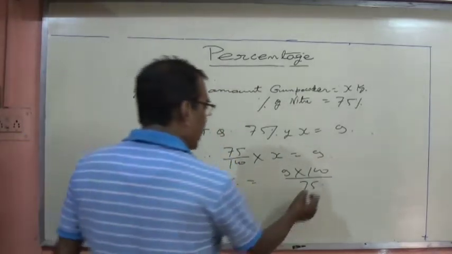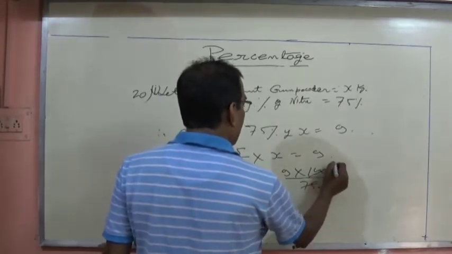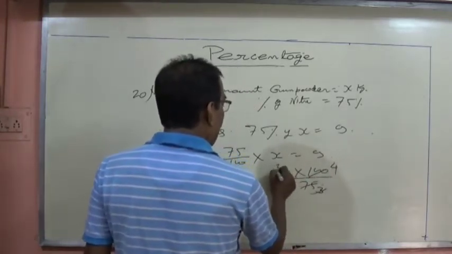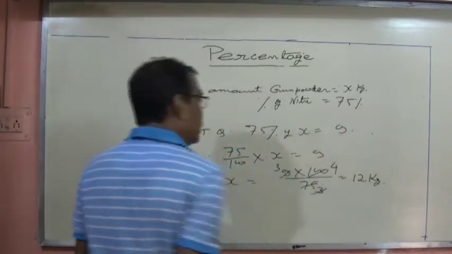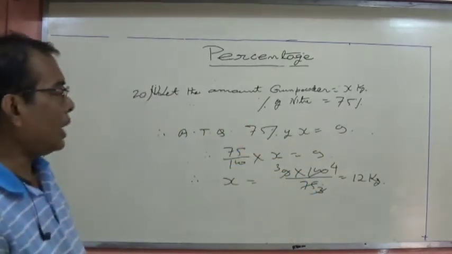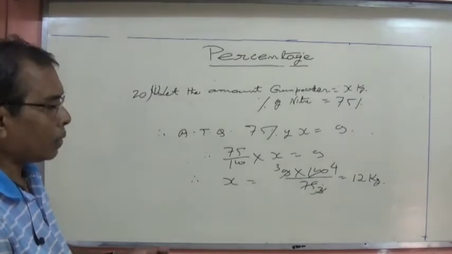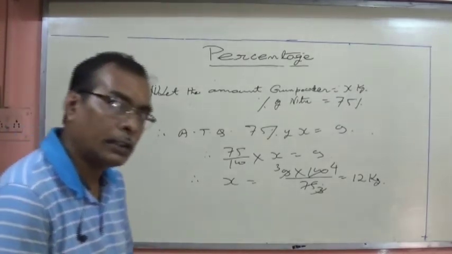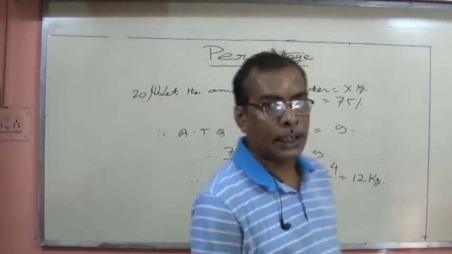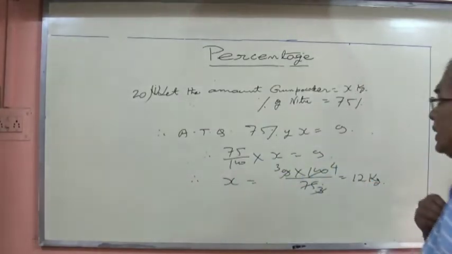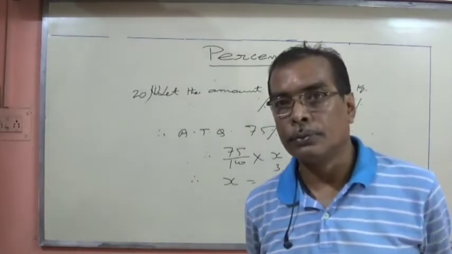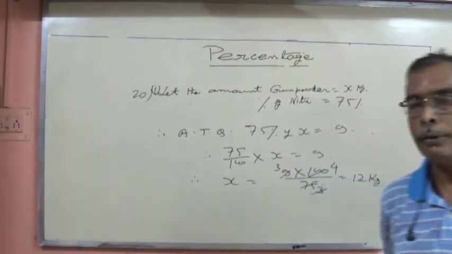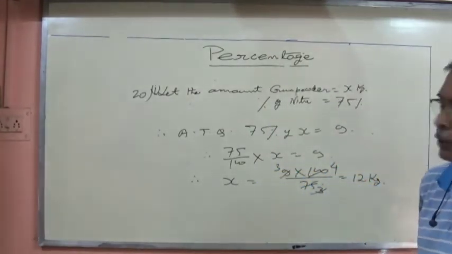25 3s are 75, 25 4s are 100, 3 3s are 9, so 3 4s are 12 kg. So in the first case, the total amount of gunpowder is 12 kg. If you take 12 kg of gunpowder, you will find that 9 kg of niter will be there. This is the first part. I think it is clear.